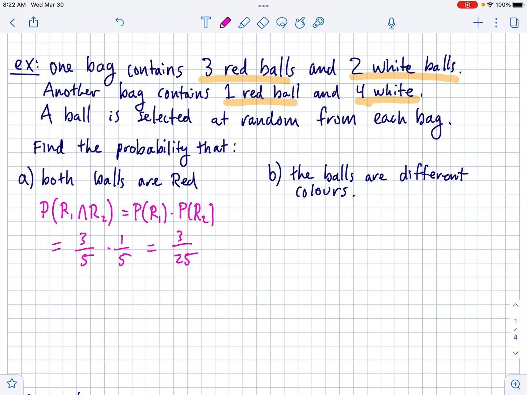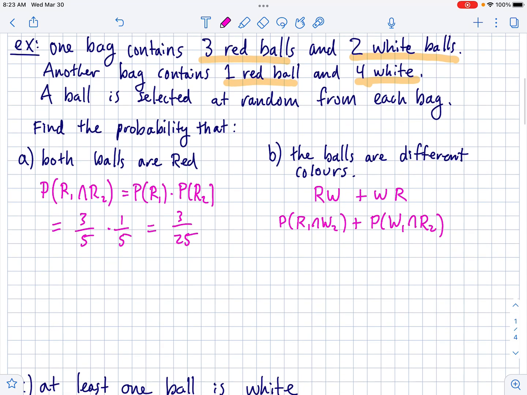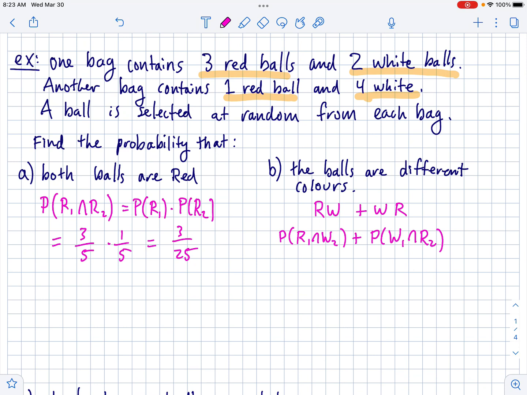Now, the probability that the balls are different colors. The problem with this is that there are multiple ways this can happen. Different colors means 1 red and 1 white, but it doesn't denote which order that happens in. It could go red, white, or white, red. So in general, you have to figure out the red-white probability and then add the white-red probability to it. Using their notation, this would be the probability of red 1 intersection white 2 plus the probability of white 1 intersection red 2.